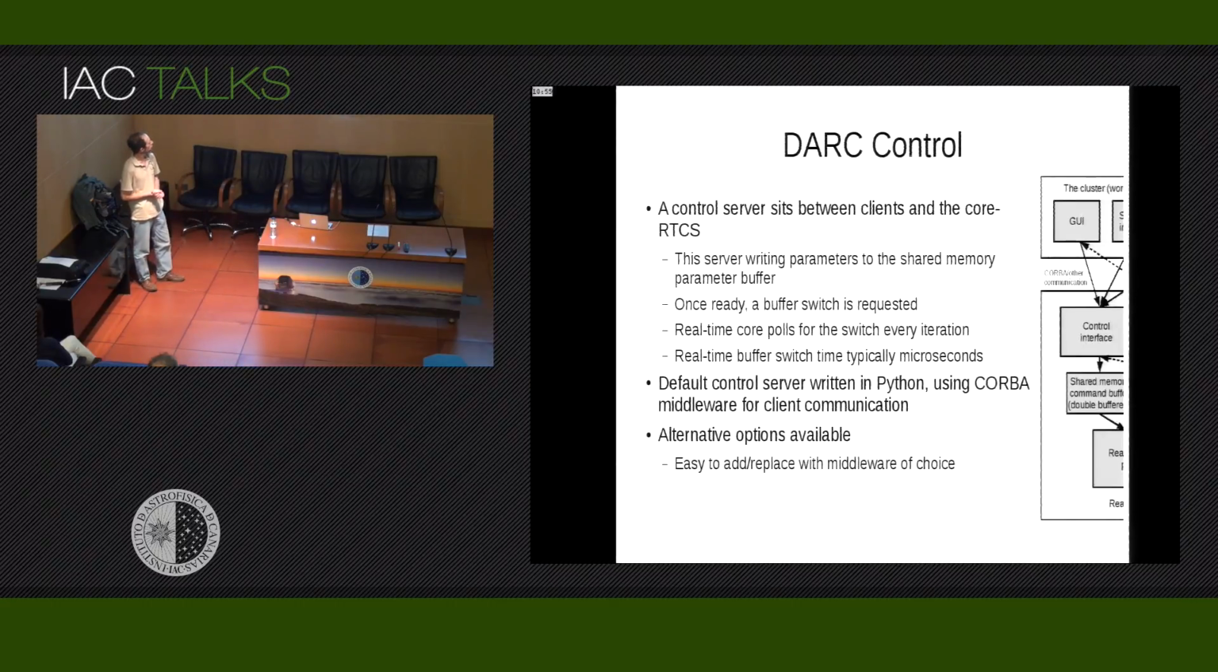So, the control of DARC. This is the same diagram that I had a few slides back. We've talked about the real-time core at the bottom. We're now talking about this control interface here. How is DARC controlled? We have a control server that sits between clients and the real-time core. The server basically speaks to the real-time core by writing parameters into the shared memory buffer.